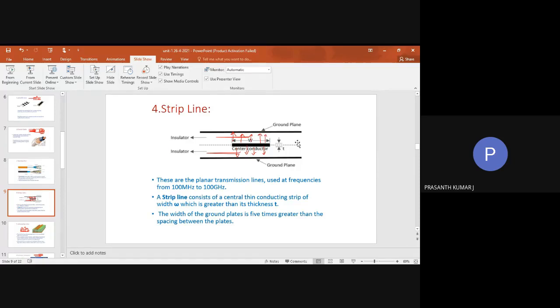The transmission line is similar to the connections between the components on a PCB. Similar to that, the transmission line construction is present. These transmission lines are called planar transmission lines. Planar means they are on a single plane. They can be used at frequencies from 100 megahertz to 100 gigahertz.